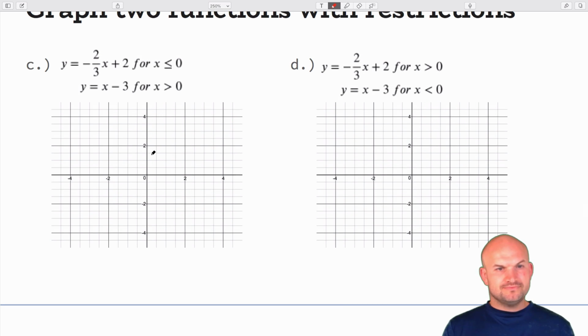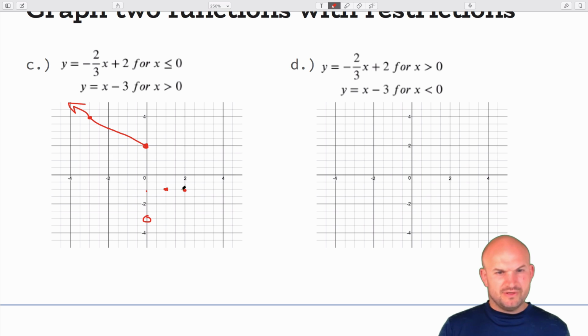So we have plus 2, negative 2/3, and it's going to be for x less than 0. So that means it's going to be to the left. So instead of going down and to the right, I'm going to go up and to the left. So I'm going to go from 2, up 2 to the left 3. And that's less than or equal to, so I'm going to fill in that dot at 0. x minus 3, so down to negative 3. And that's going to be for x greater than 0, so it's going to be an open circle. Let's do up 1 and over 1, right?